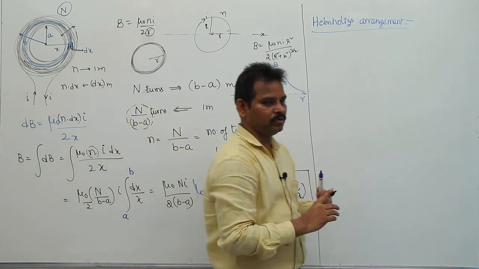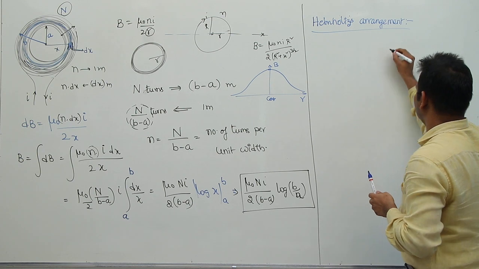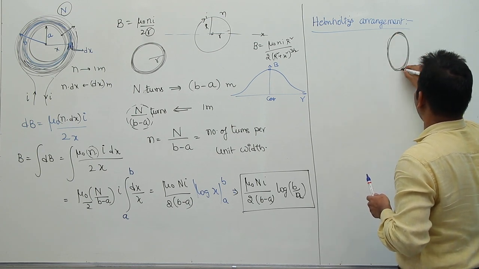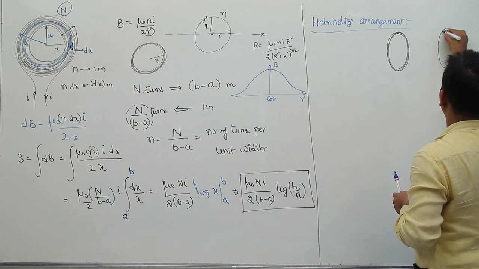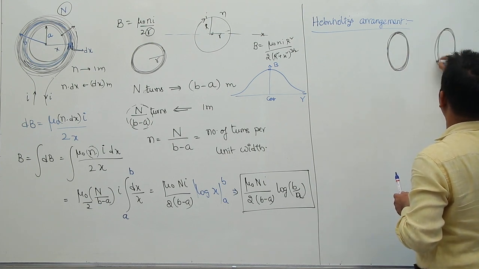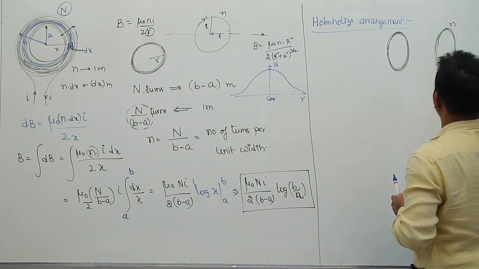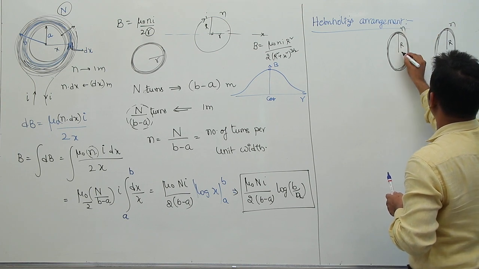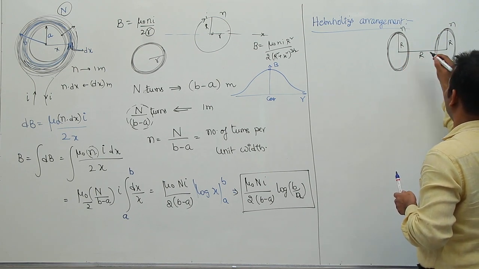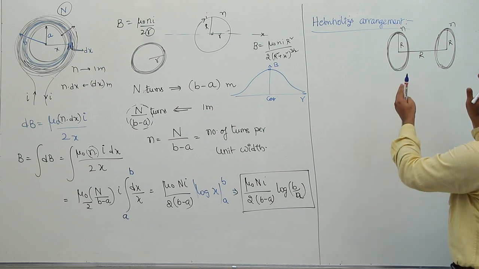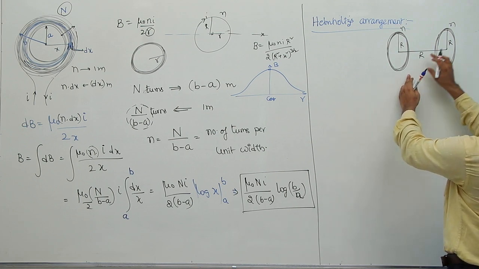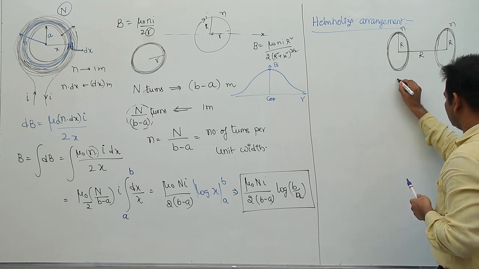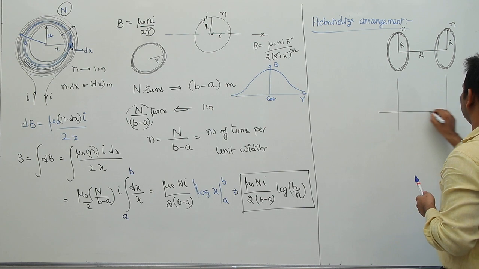But here what I am going to do is take two coils which have the same number of turns. That means two identical coils carrying the same current. This is radius r, this is radius r, with the same number of turns, and these two are separated by a distance r only. If these two are separated by a distance r, which is equal to the radius of the coil, then it is called a Helmholtz arrangement. So what is the use of this Helmholtz arrangement?